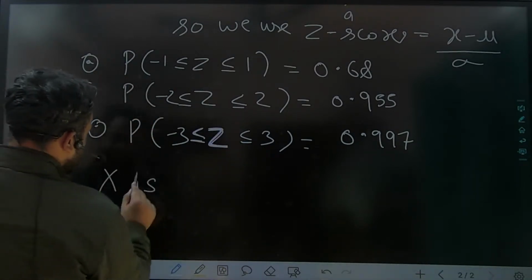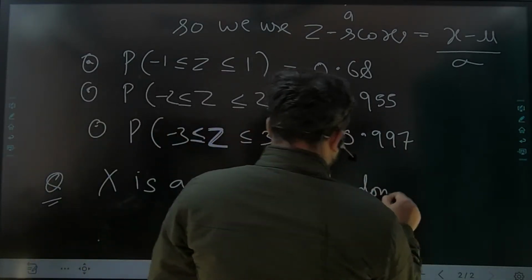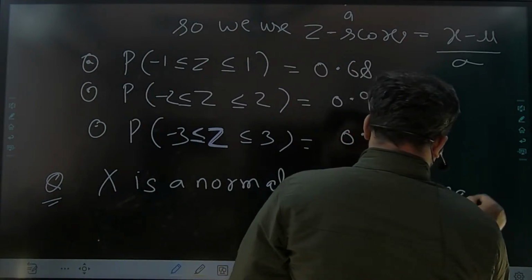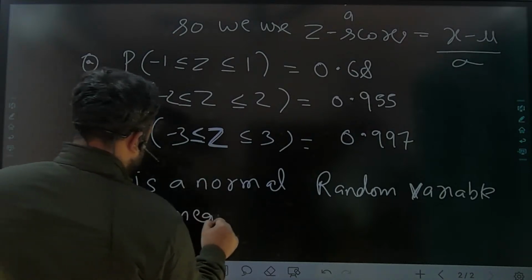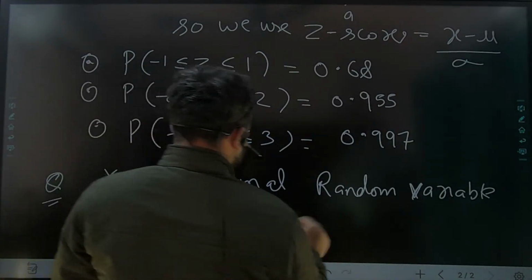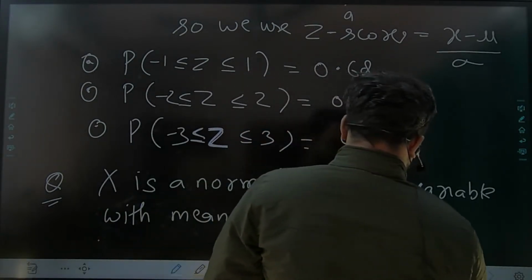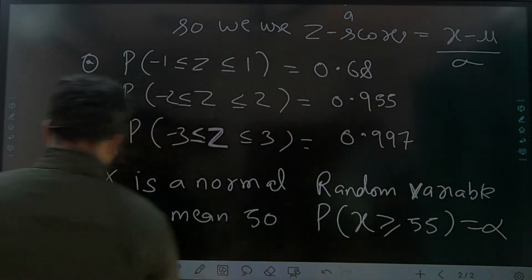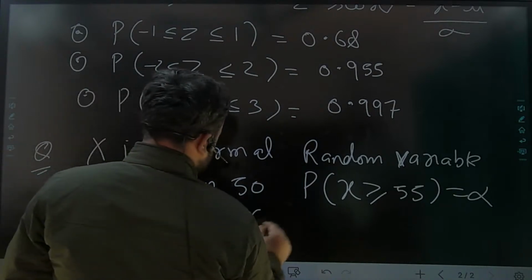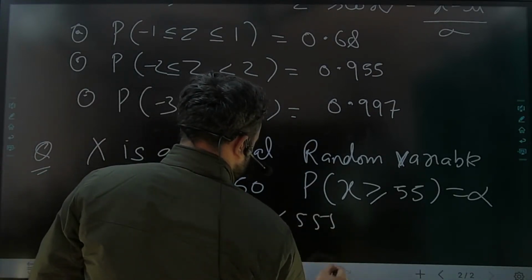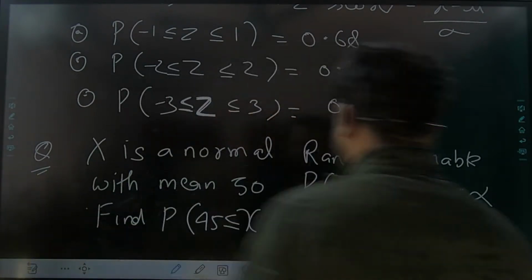So X is a normal random variable with mean value 50. And it is given the probability when this random variable is greater than or equal to 55 is equal to alpha. Now what they're asking: find the probability when the random variable is less than 55 but greater than 45. We have to find this.